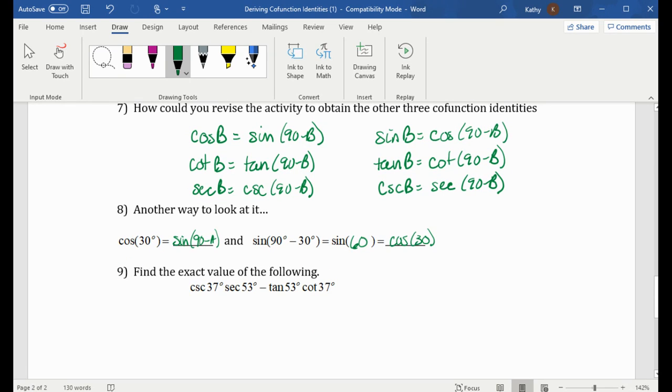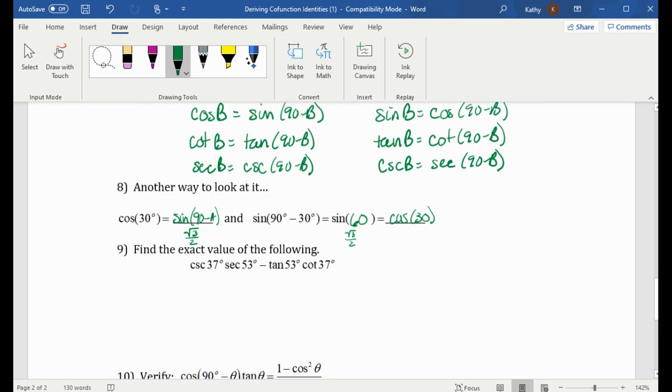Looking numerically at our values, we could also look at the fact that cosine of 30 is equal to square root of 3 over 2. Sine of 60, also square root of 3 over 2. So they are equivalent. We look at the numerical exact values for them.